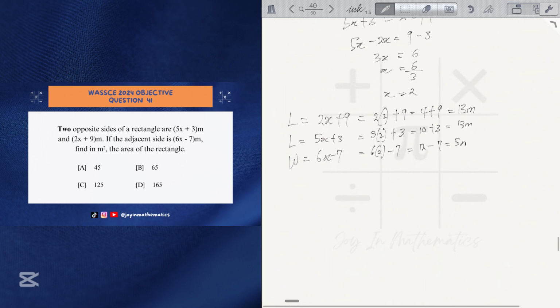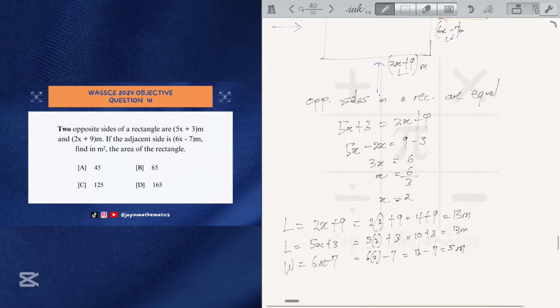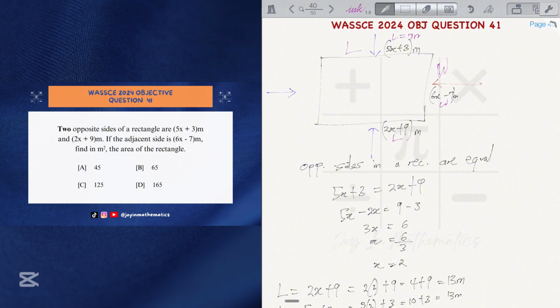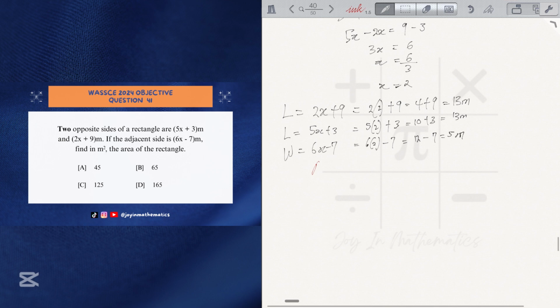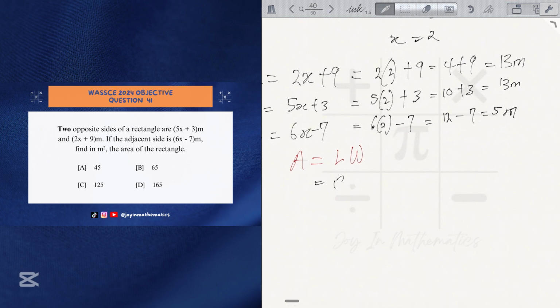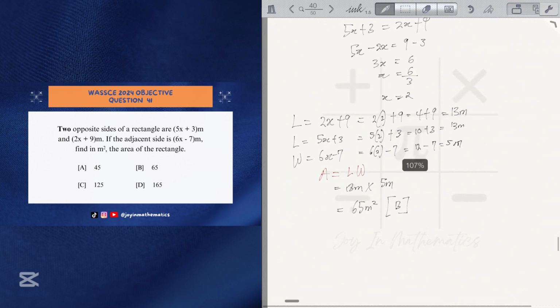So the question says we should evaluate the area of the rectangle. As we can see now, the length is equal to 13 meters and the width is equal to 5 meters. According to the formula for the area of a rectangle, the area is length multiplied by width. So applying the length of 13 meters and the width of 5 meters, this will give us 65 meters squared, which is equivalent to option B.